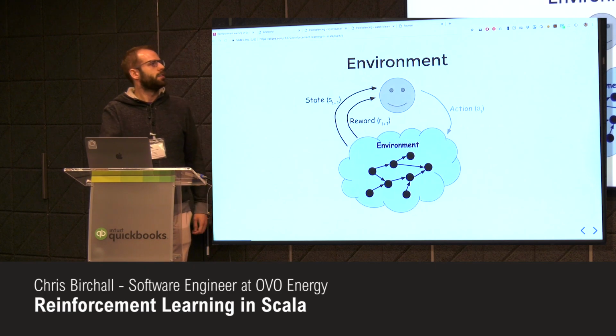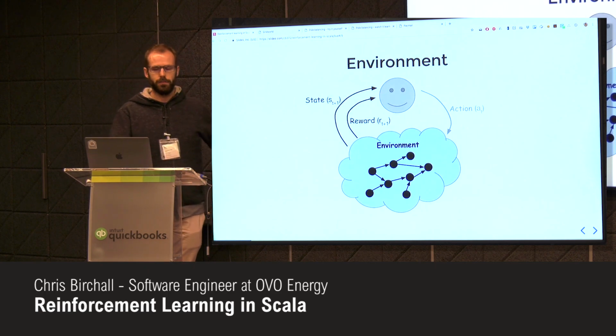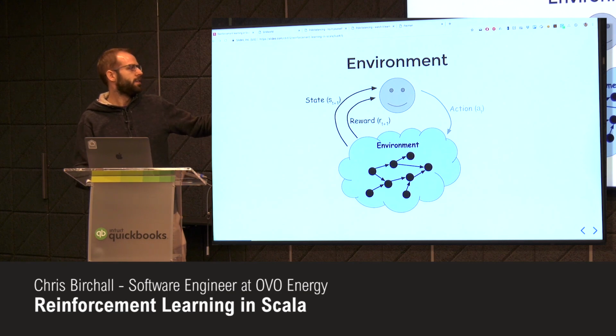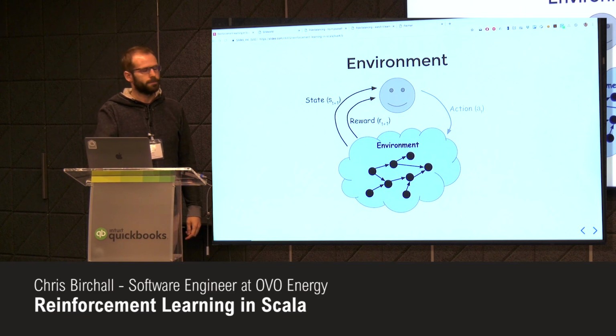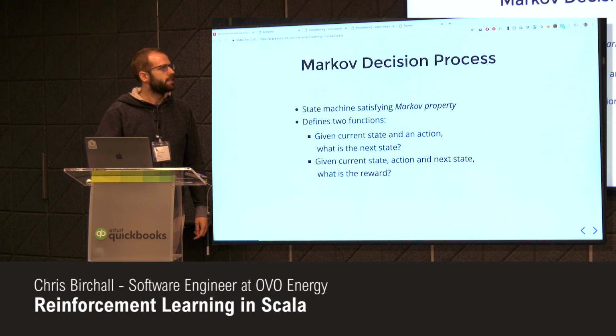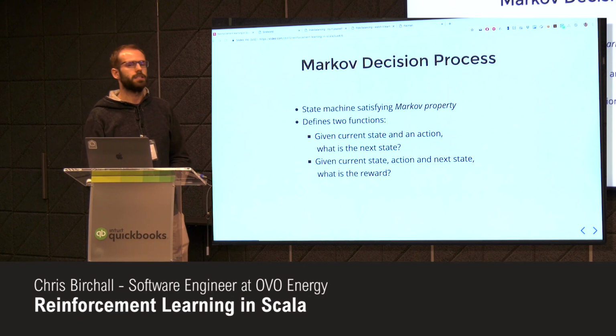So let's focus first of all on the environment. Ignoring the agent for a second, we have this environment which I've drawn as looking a bit like a state machine. That's no coincidence. It contains states, and it's in charge of giving out rewards when the agent takes actions. In reinforcement learning literature, this environment state machine is known as a Markov Decision Process, an MDP. That's a term that comes up quite a lot in the theory. It's basically a state machine that is Markovian.